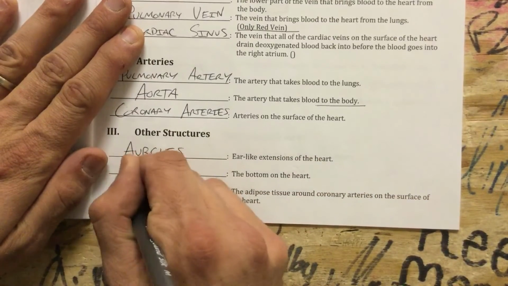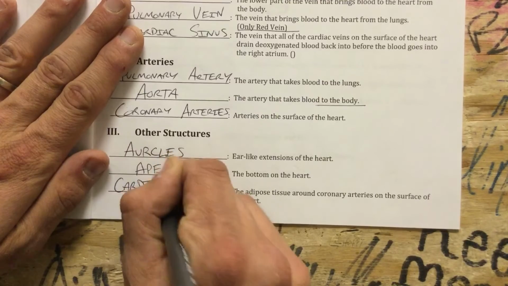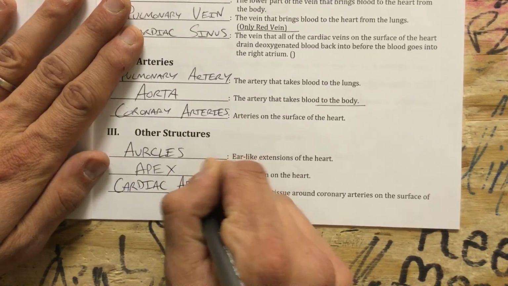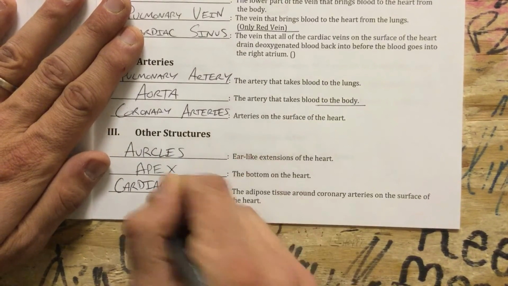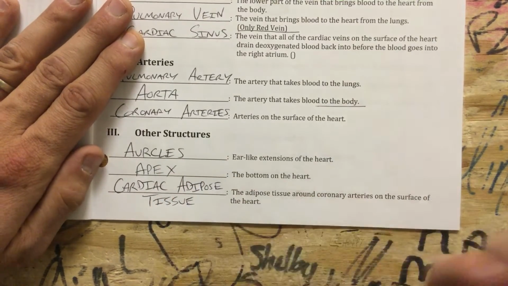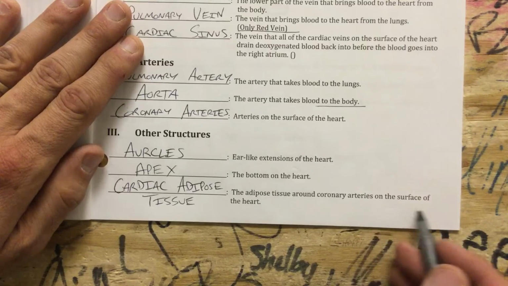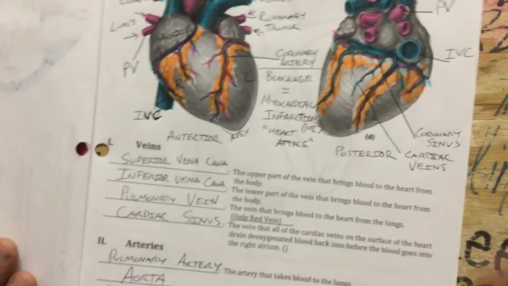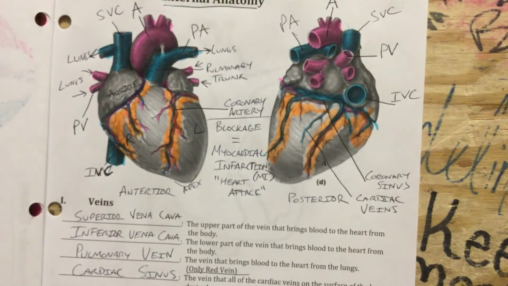So that's called cardiac adipose tissue. The cardiac adipose tissue around the coronary arteries on the surface of the heart. Okay, so those are things that you can see on the exterior of the heart when you look at it.